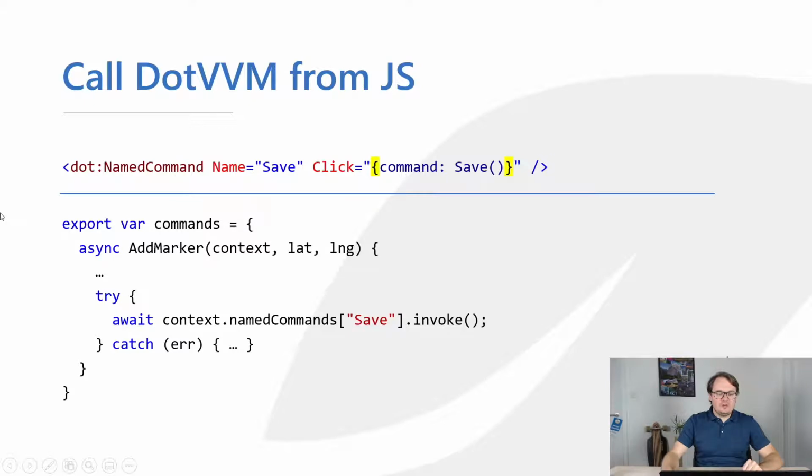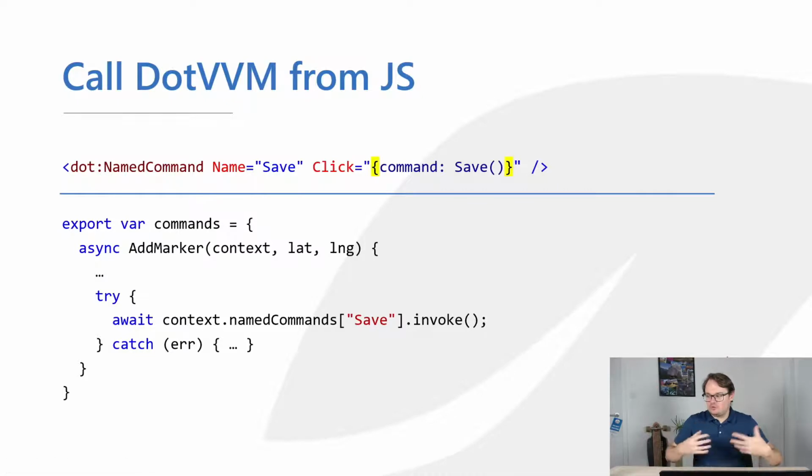And also, if you need to go the other way, for example, if the user adds the marker, you will want to save the selection on the server. So you can use this invisible control, which is called named command, in the page. And basically you say, this is the command I call save. So the name of the command is save, and it will do this. And from the JavaScript, you can then say context.namedCommands.save.invoke. There will be a way to pass parameters to that.